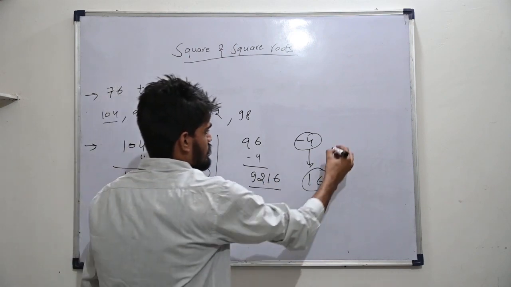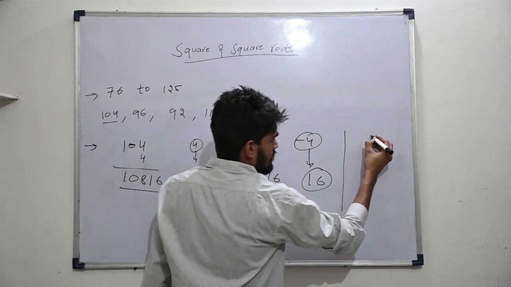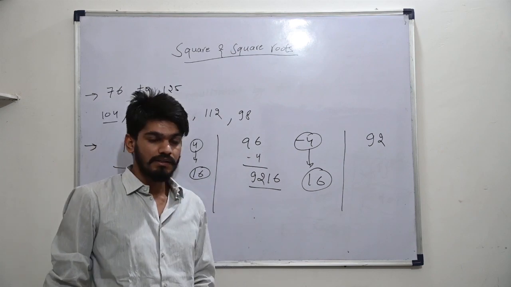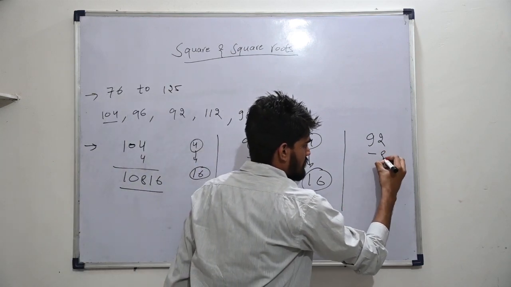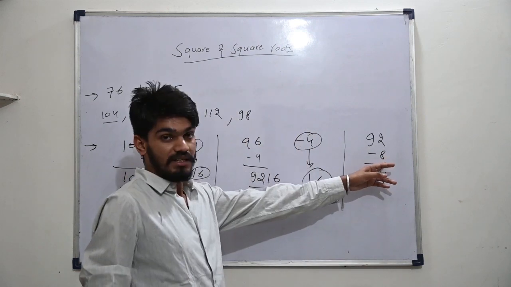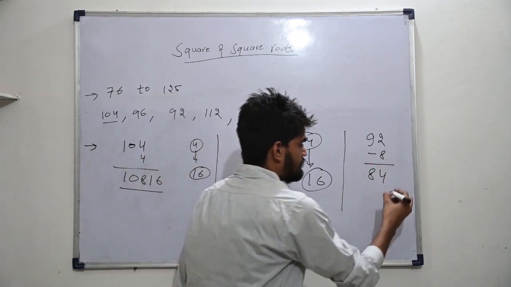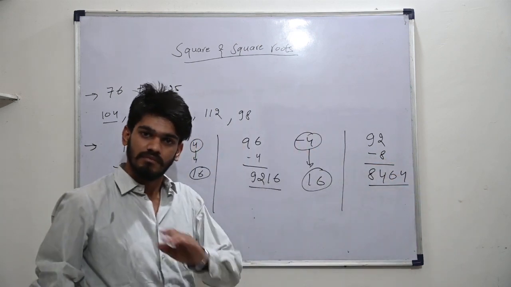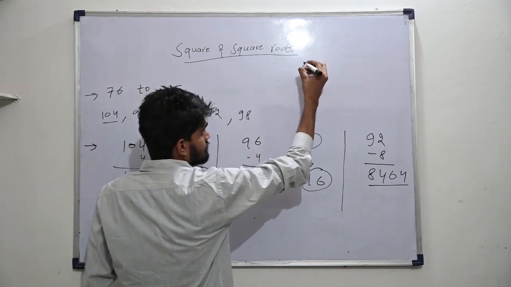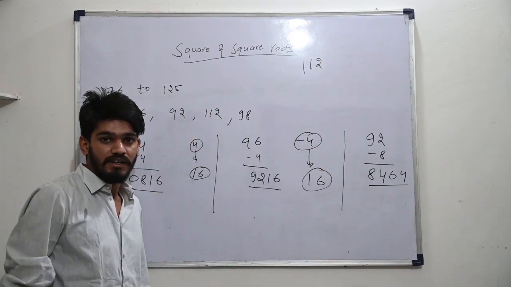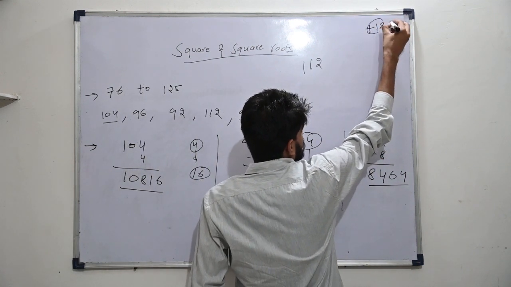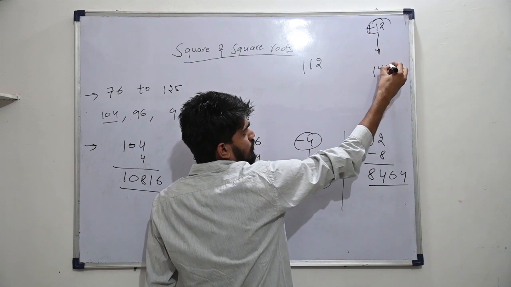Let's talk about 92. It has a difference with 100 of minus 8, so we just subtract 8 from it. We get 84. Now the square of minus 8 is 64. That's it. Let's talk about 112 then. The difference with 100 is plus 12, and its square is 144.